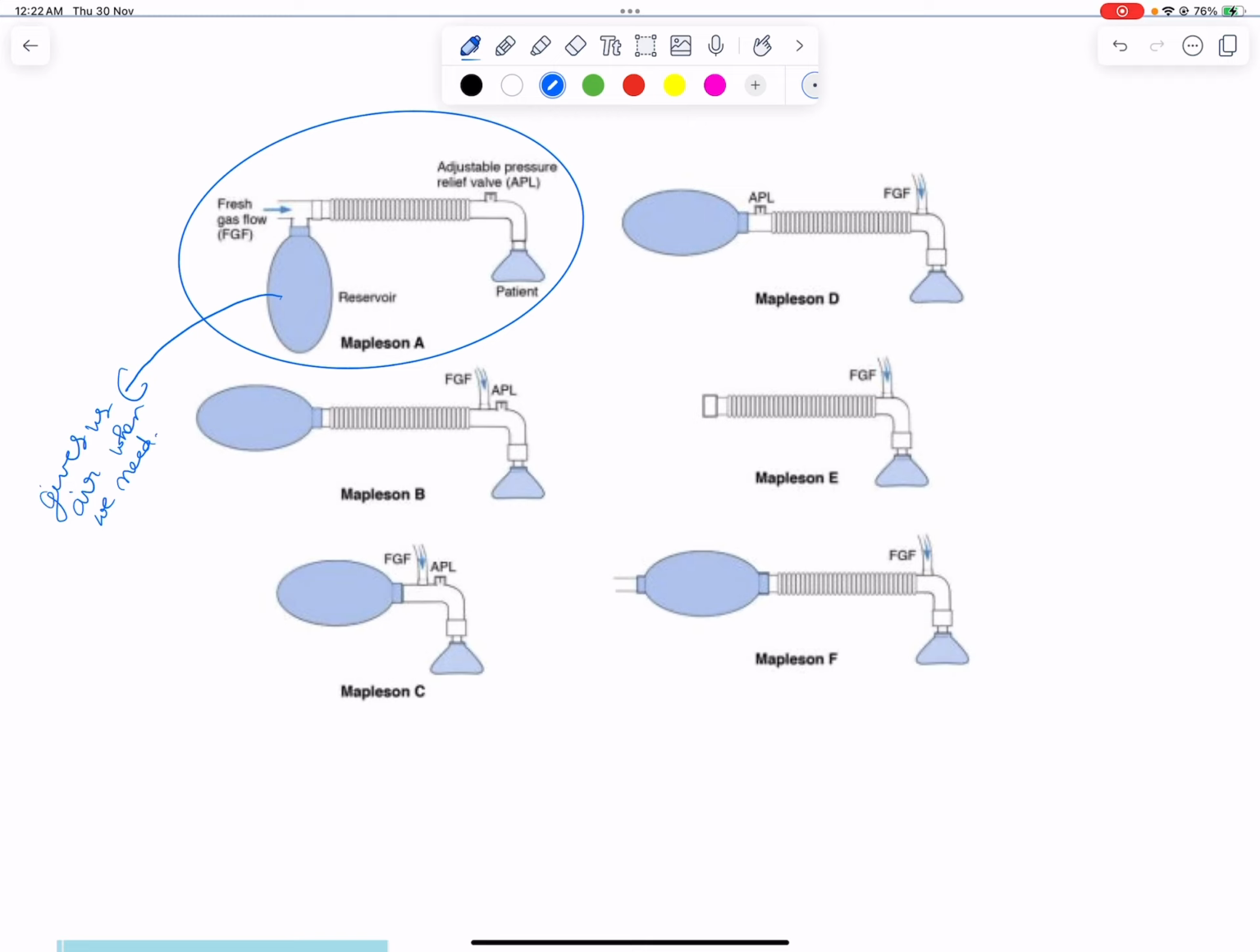See, what is the function of reservoir? Reservoir is when special circumstances arise, it will provide the oxygen. Fine. So what we can do, normally this fresh gas flow was providing oxygen, but now if patient requires excess oxygen, then this negative pressure would be created, and this would provide more oxygen for the time being, and then it would again provide the patient the required oxygen.